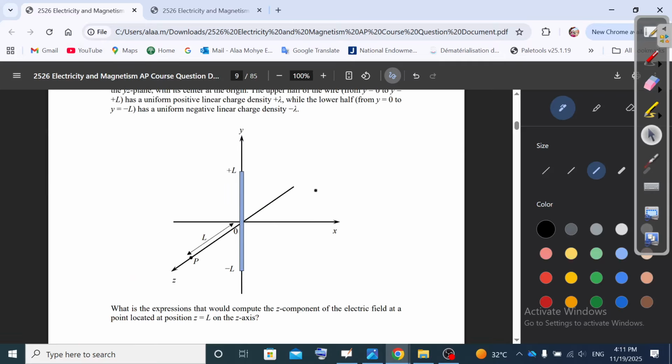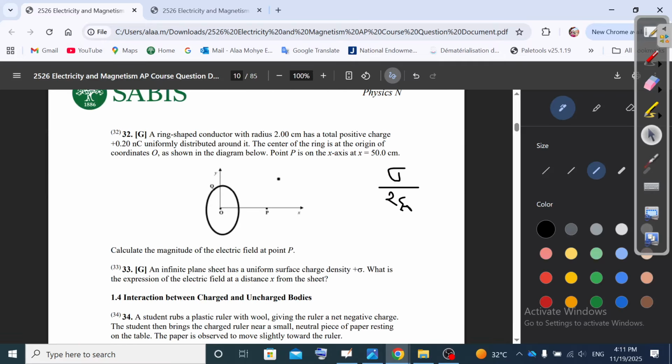Moving on, let's see if there's any more good questions. I doubt this is going to come. So 32 won't come, I doubt. An infinite plane sheet of charge has density. What is the expression for that sheet? It's sigma over 2 epsilon naught, your electric field. That's just something you need to memorize.